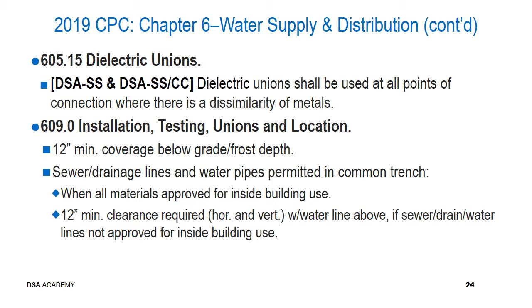So when the materials are approved for above ground use inside of a building, sewer and water pipes can be in a common trench and at the same elevation. However, if the materials being used are not approved for above ground use inside of a building, then the standard provisions for separating the water from the sewer apply, which is basically the water line has got to be a minimum of 12 inches above the sewer line and offset if they're running parallel.